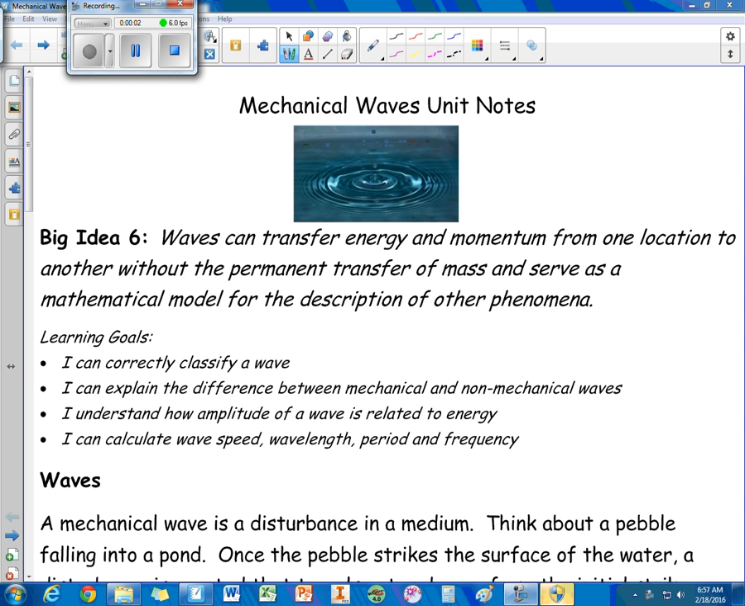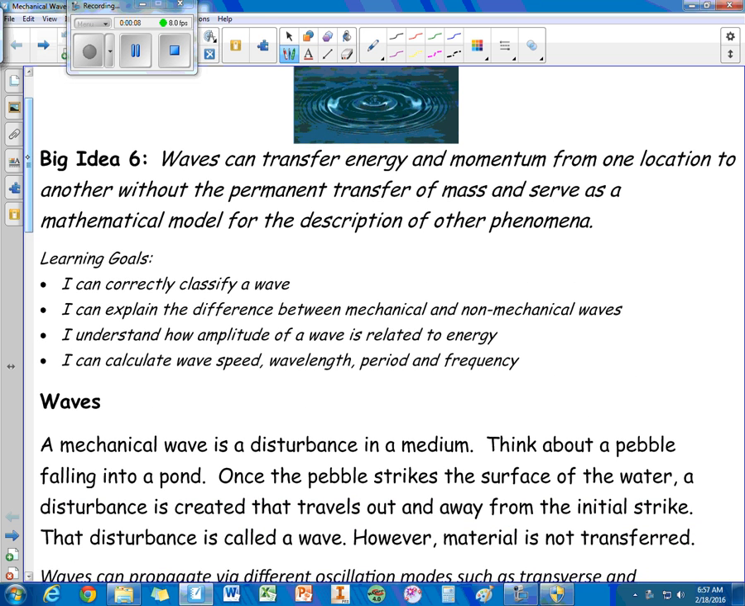Okay, this is the mechanical waves unit. The big idea for this unit is big idea number 6. Waves can transfer energy and momentum from one location to another without the permanent transfer of mass, and also waves serve as a mathematical model for the description of other phenomena, specifically atoms and electrons and things like that.